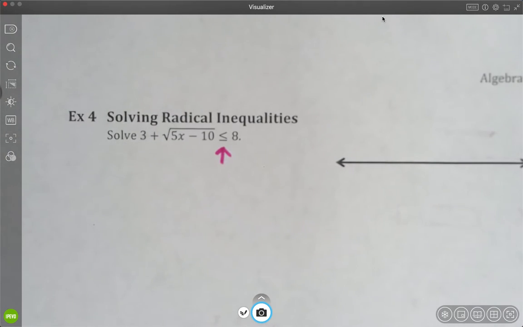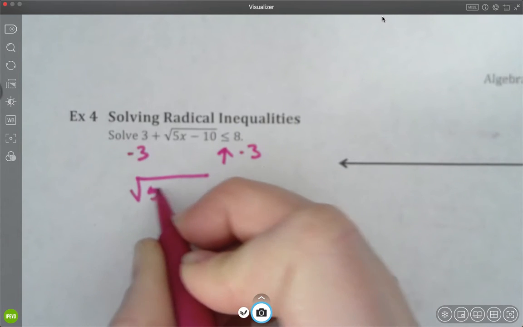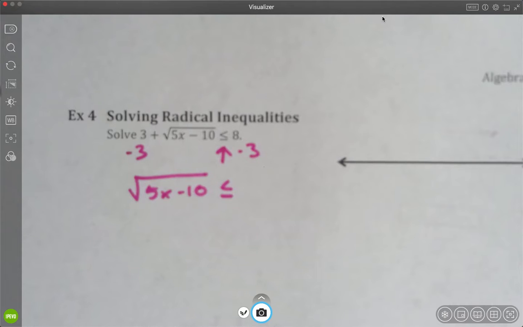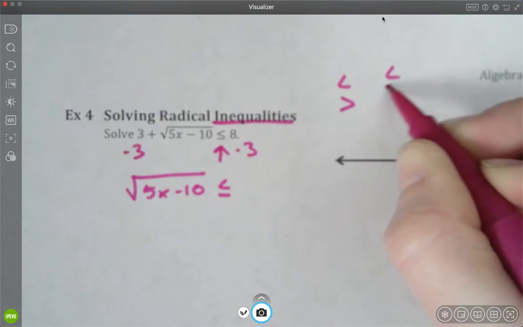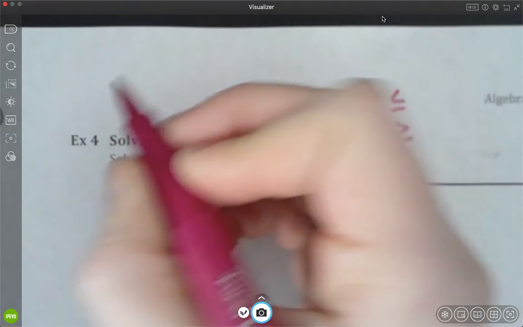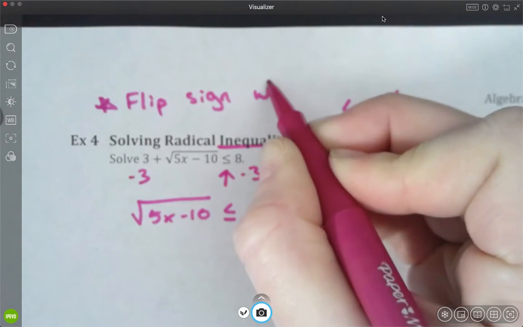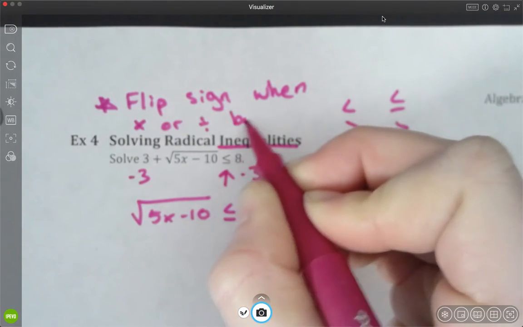Is the radical isolated? No. No, you need to minus 3. Subtract the 3 to the other side. Okay? The square root of 5x minus 10 is less than or equal to. Now, the same rules apply when you're doing the inequalities, right? Inequality means less than, greater than, less than or equal to, greater than or equal to. When do you flip the sign? Flip sign when multiply or divide by negative.